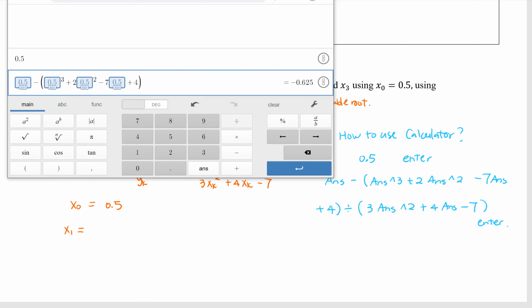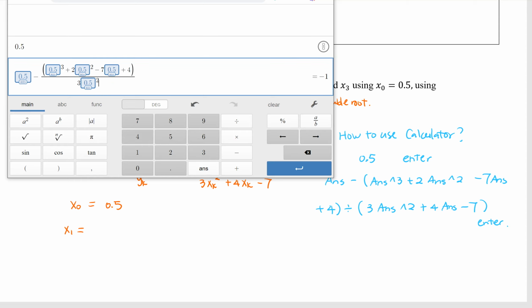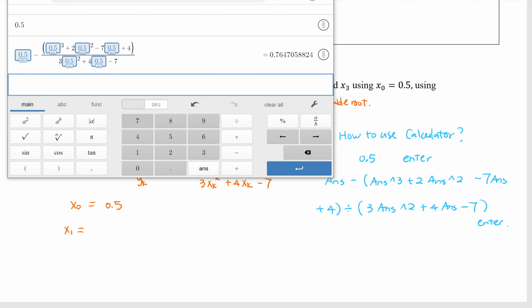And then we can do divided by 3 answer squared plus 4 answer minus 7. Okay, then we have everything. Now let's double check it. Yeah, looks like we have it. Okay, enter. So this is x1. So far, so good, everybody?